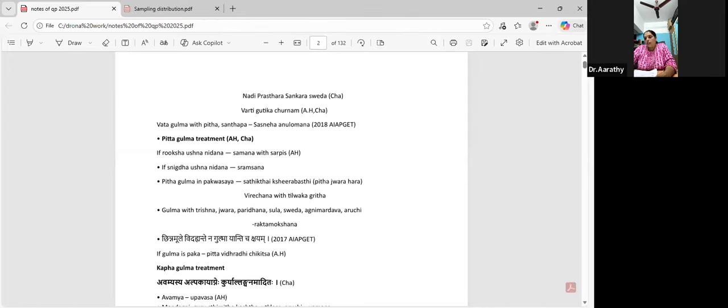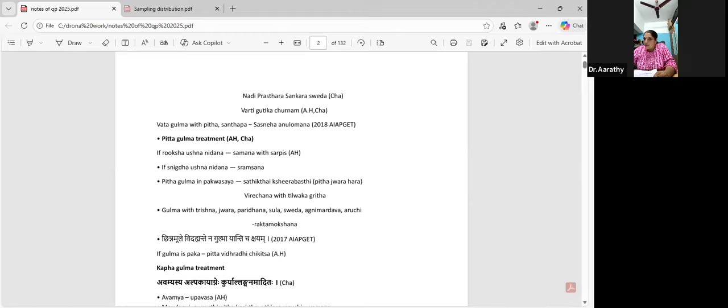You can connect it as when it is Ruksham and Ushnam. Obviously, it will be Sati, which can counteract these two gunas, right? Then Snigdha Ushna Nidana, then Shramsana is done. It is Paitiga Gulma, so Shramsana has a good role. Then Pitta Gulma in Pakvashya, Tikta Kshira Vasti is done.